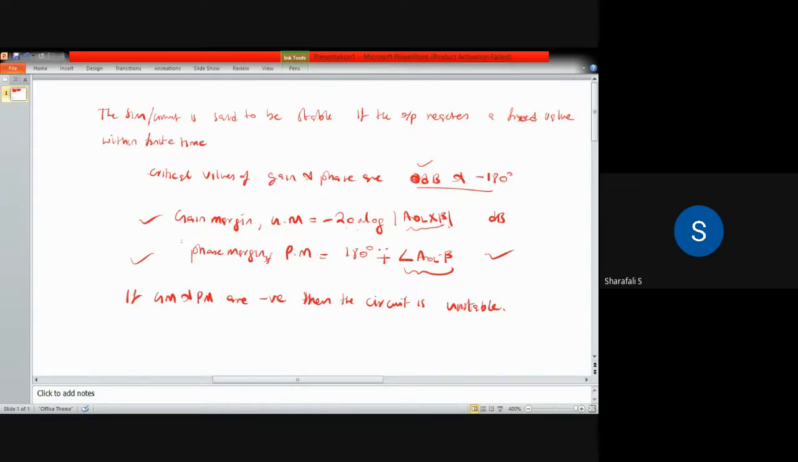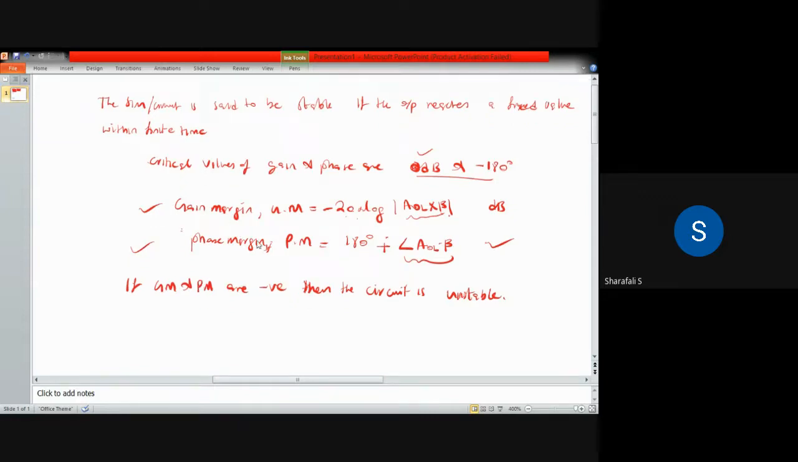You can also look at this by considering the Barkhausen criteria, that is, the modulus of A beta should be equal to 1, and the phase difference should be 180 degrees or plus. In that condition, the amplifier will become an oscillator. Okay. Now we will discuss how we can remove this kind of circuit instability.